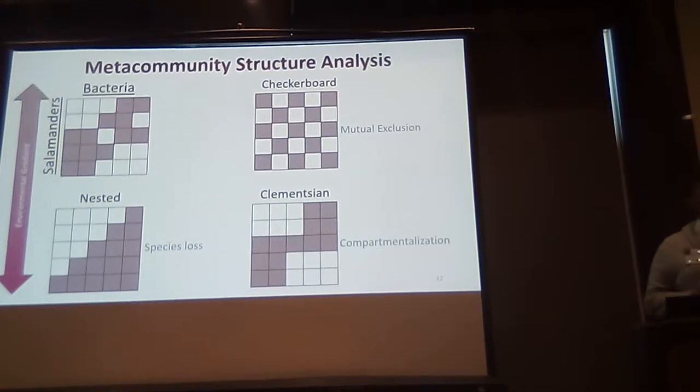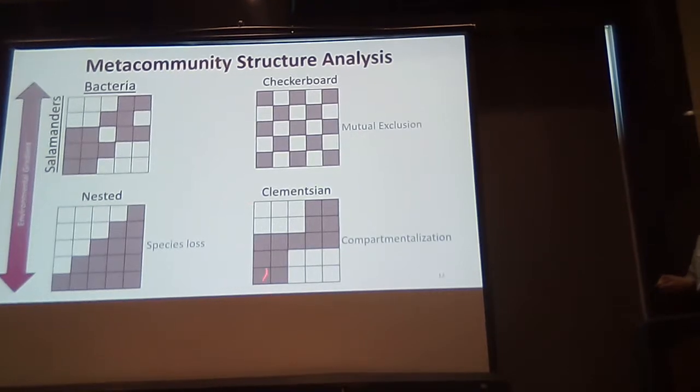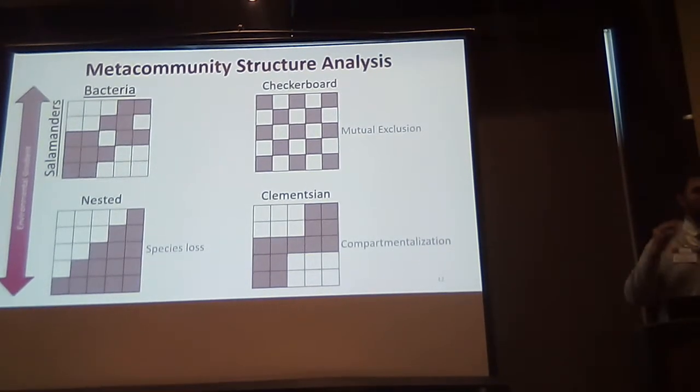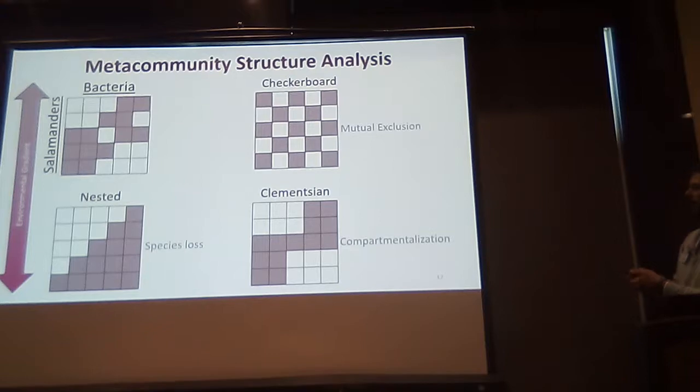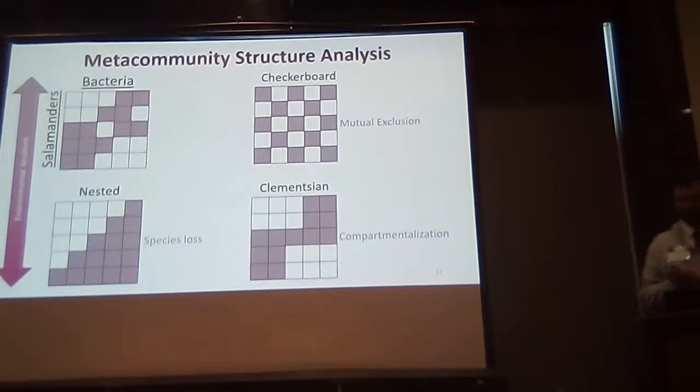And here's a Clementsian distribution where we have a compartmentalization. What I mean by that is that as we move up and down these rows, we have a very strong signal of turnover, right? We almost have very distinct communities at these two extremes of that plot. Does that make sense? Awesome.